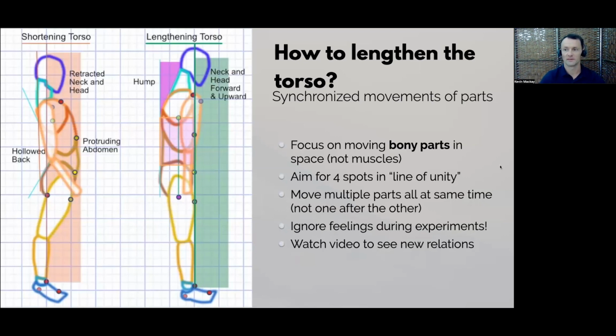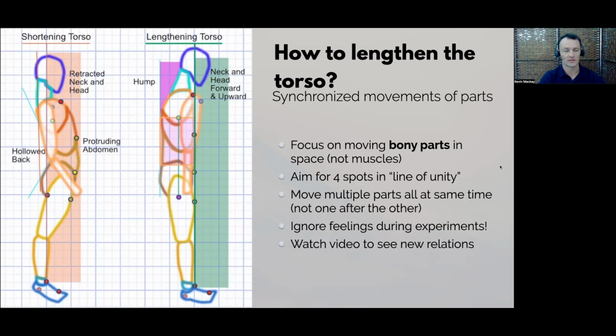So how do you lengthen the torso? What you need is synchronized movements of parts. Like the Rubik's Cube I talked about before, you can't just do one movement, then another movement, then another movement. You need to get several things happening at the same time to solve all the colors. You can't just do red, then white, then yellow, whatever. So for us, we need to do several movements at the same time to try and change the structure.